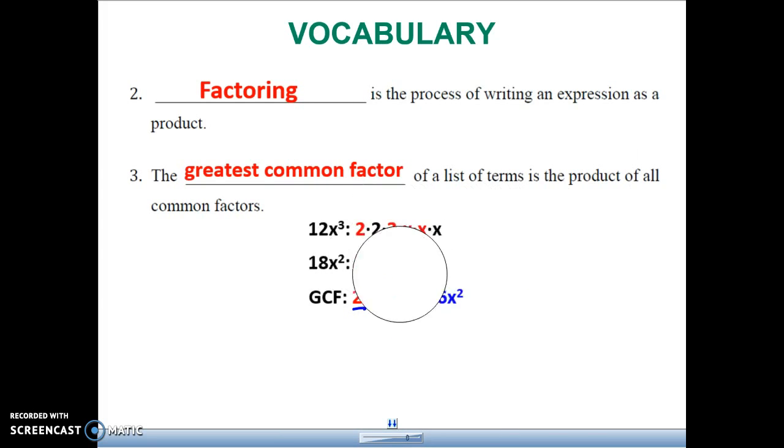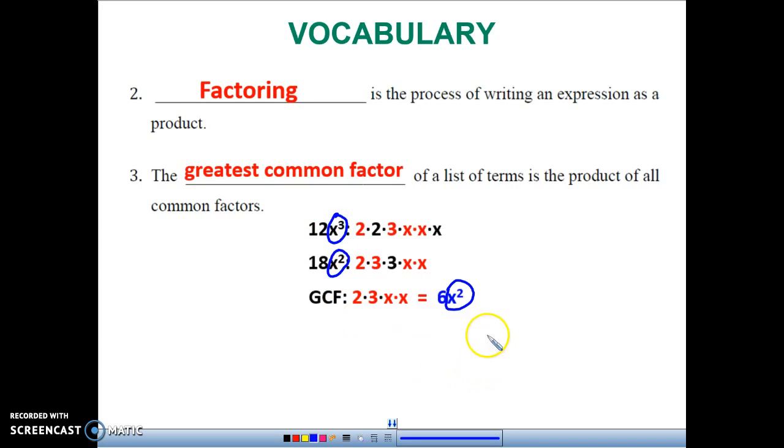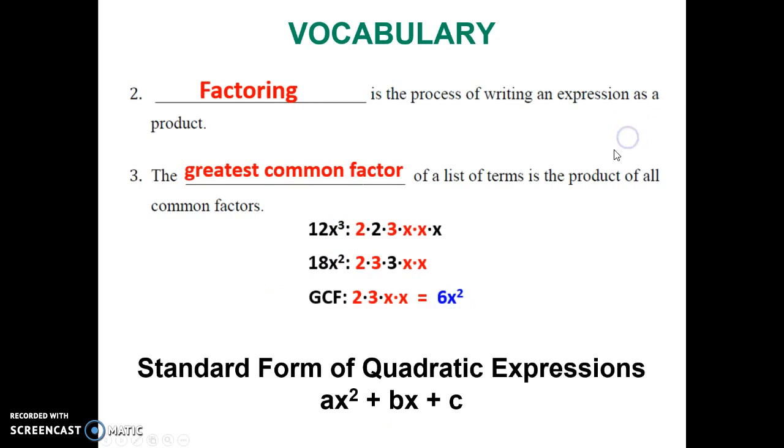Now I want you to take a look at something here. That x squared, take a look at these here. For your variables, your greatest common factor will always be the variable term to the smallest exponent. Always. Okay, one more thing that we need to remember is the standard form of all quadratic expressions. Standard form is ax squared plus bx plus c.